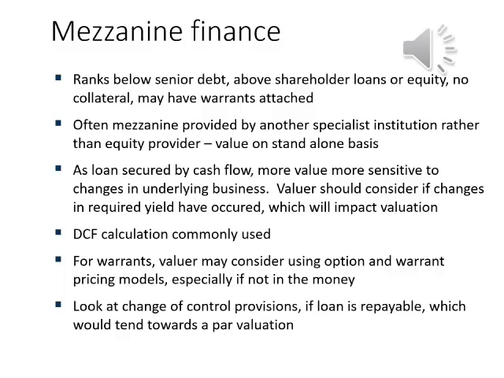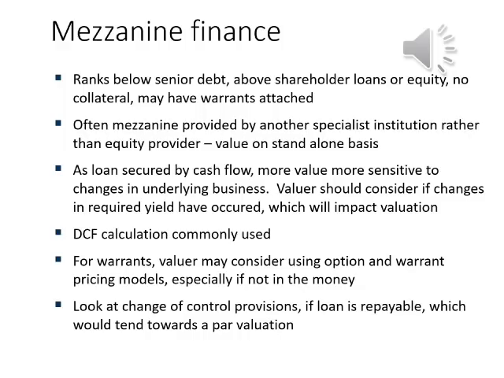As the loan tends to be secured by cash flow rather than collateral, the value of this loan is much more sensitive to the changes in the business. If the cash flow deteriorates, the value of the loan deteriorates because the possibility of repayment is lower. So the valuer should consider if changes in the required yield have occurred, which will impact the valuation. Most commonly used is a DCF calculation, where we just simply look at the principal and the interest payments on the mezzanine instrument, although there may be some complications if part of the coupon payments is linked to profits, for instance.